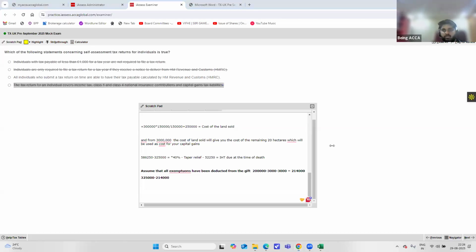Avantika, it will cover class 4, but class 1 will not be covered. Class 1 will be covered as a part of PAYE and not as a part of your individual tax returns. Yes, so it covers income tax, it covers class 4 NICs and capital gains tax liabilities. But because class 1 has also been mentioned, that is why this answer is wrong. All right, clear, guys? Any doubts until here? All right, let's move to the next.